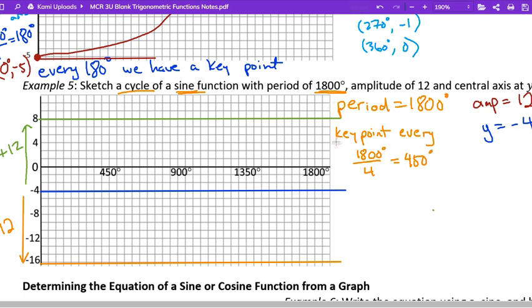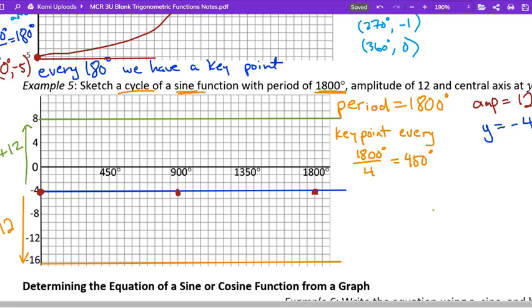The sine function starts at the central axis. So at 0, the sine function is at the central axis. At 1,800, at the end of the cycle, it is again going to be at the central axis. And one more location where it's going to be at the central axis. Where's it going to be? 900, right in the middle. So I just have to figure out the 450 and 1350, right?